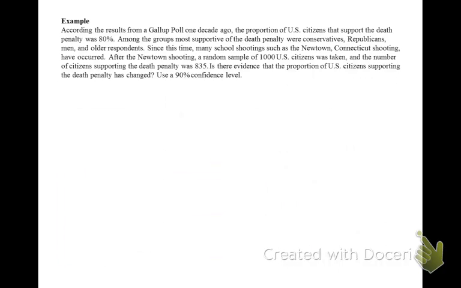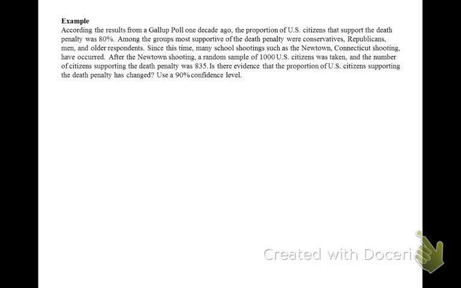According to the results from a Gallup poll 1 decade ago, the proportion of U.S. citizens that support the death penalty was 80%. Among the groups most supportive of the death penalty were conservatives, Republicans, men, and older respondents. Since this time, many school shootings such as the Newtown, Connecticut shooting have occurred. After the Newtown shooting, a random sample of 1,000 U.S. citizens was taken, and the number of citizens supporting the death penalty was 835. Is there evidence that the proportion of U.S. citizens supporting the death penalty has changed? Use a 90% confidence level.